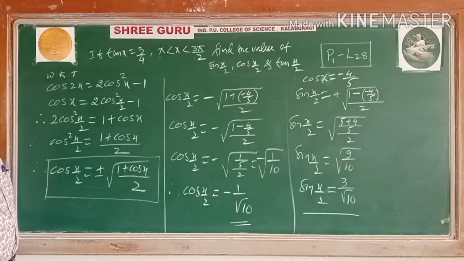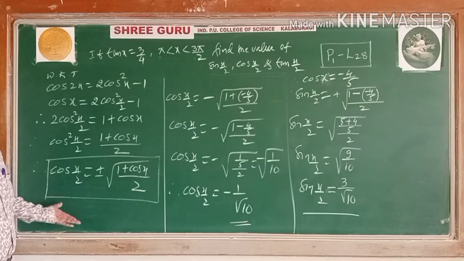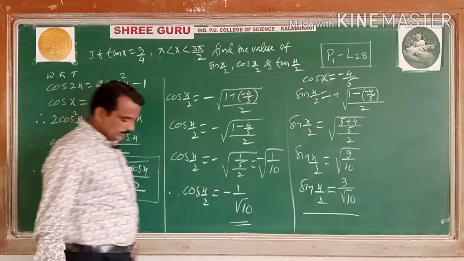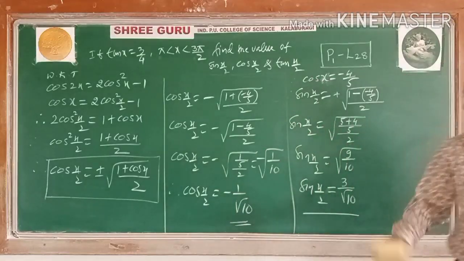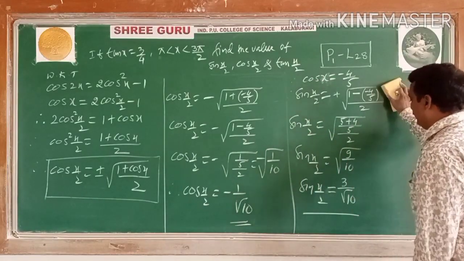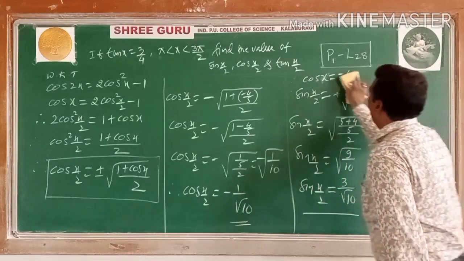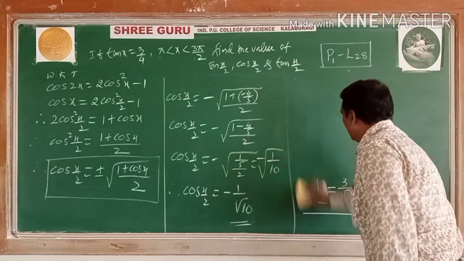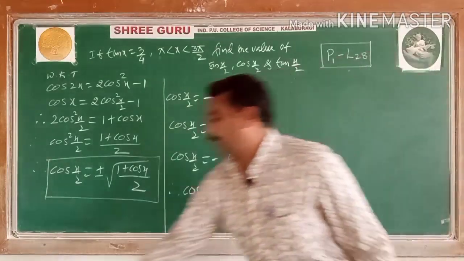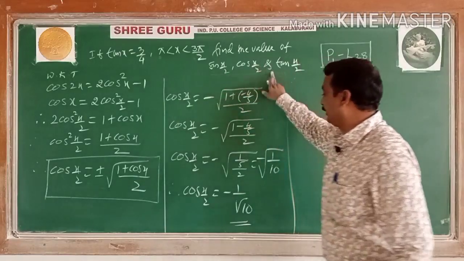Similarly, what do you have to calculate? The tan x by 2 value here. What is tan x by 2? We'll go for the tan x by 2. What did you get as sin x by 2? 3 by root 10. Now you want tan x by 2. This one we have calculated, negative we have taken.